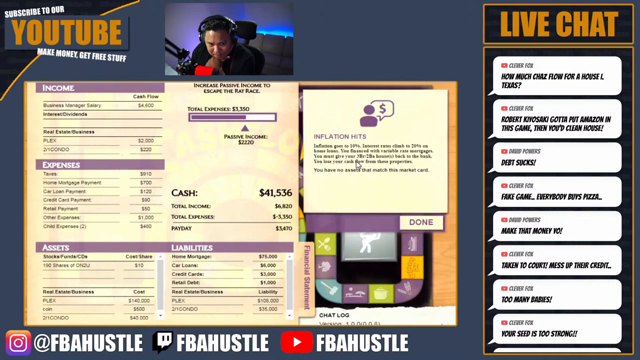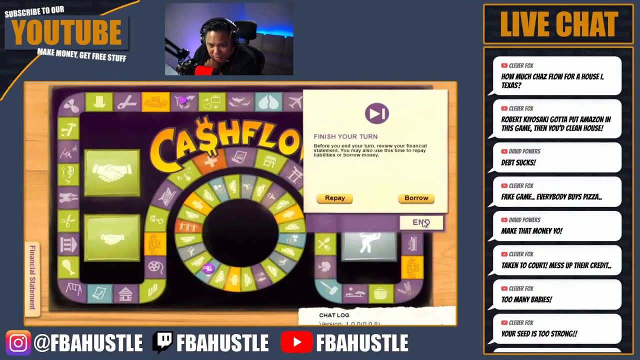Inflation hits. Ooh. I think I got lucky. Inflation goes 10%. Interest rates climb to 20% on home loans you finance with variable rate mortgages. You must give your 3-bedroom, 2-bath back to that bank. You lose your cash flow from all these properties. Okay, I don't have any assets that match that. All right. Lucky.